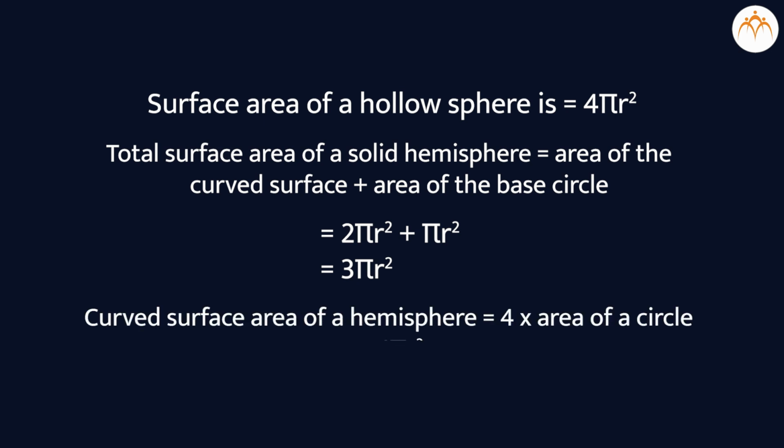Curved surface area of a hemisphere is equal to 4 into area of a circle, which is equal to 4 pi r square. Let us make a cone and a hemisphere with card sheet in such a way that the radius of the hemisphere is equal to the height of the cone, which is equal to the base radius of the cone. Now let us find out how many cones full of rangoli powder it takes to fill the hemisphere.